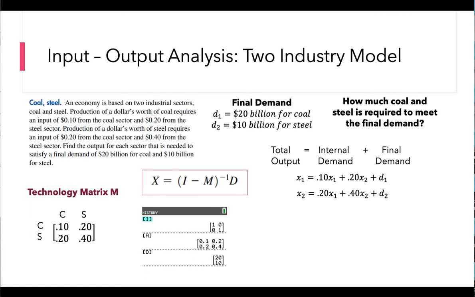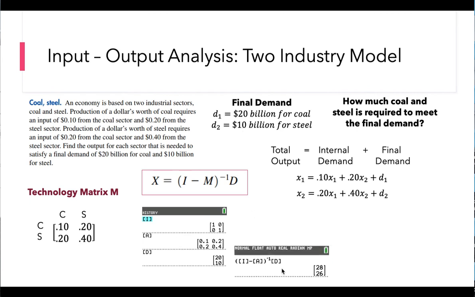So I just showed you, because I don't want to take the time to type it in here. We've learned that in the previous sections. But I labeled my matrix I, my identity matrix. And so my identity matrix is a 2 by 2 because our technology matrix is a 2 by 2. I didn't have an M for the matrix, so I put that in letter A. So you can think of this A as an M. And so this is our technology matrix. And D is our demand matrix, which is this 2 by 1, 20 billion for coal, 10 billion for steel.